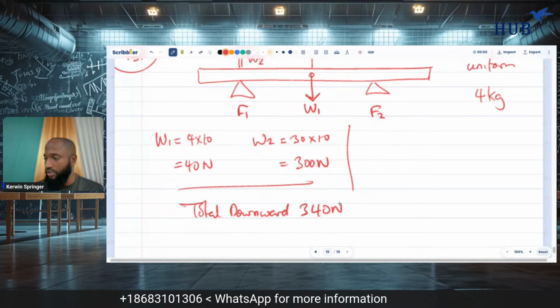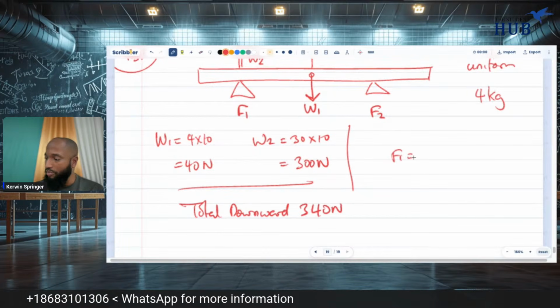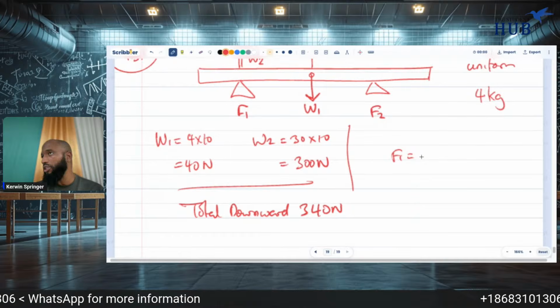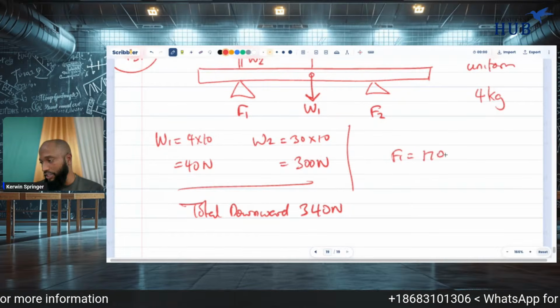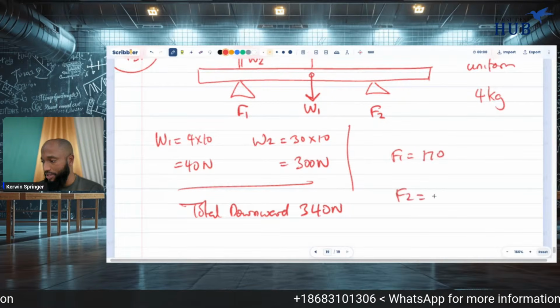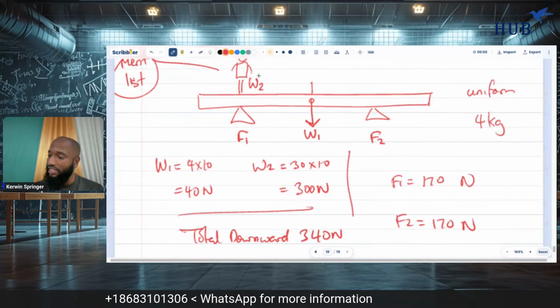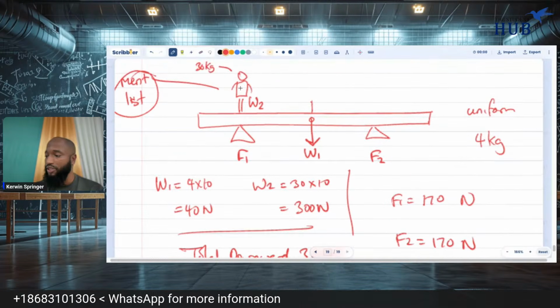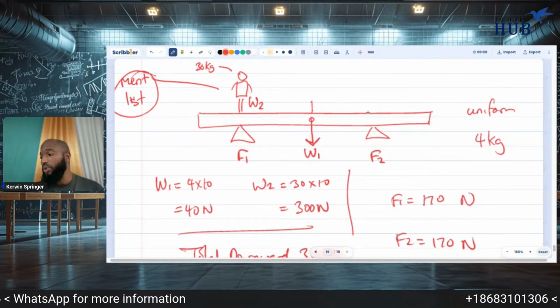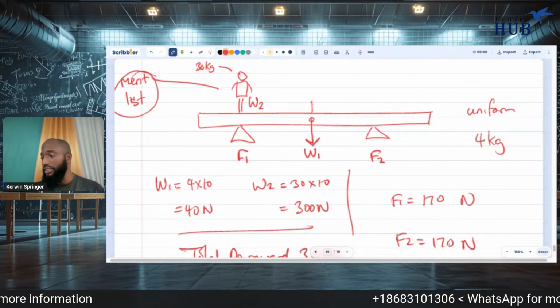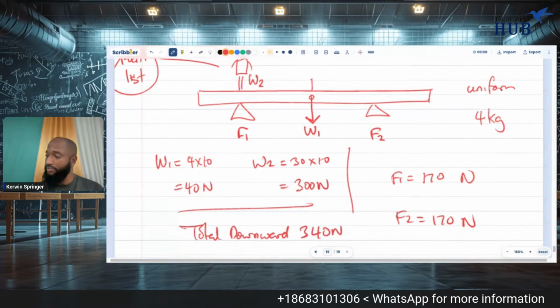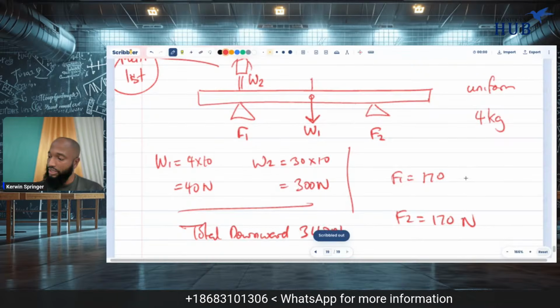340. So then what would be F1? F1 would be half of 340, which is 170. And F2 would be 170. Now, since he's standing exactly on F1, none of his weight is borne up by F2. So F2 has to remain 170. But F1 will be what? 170.